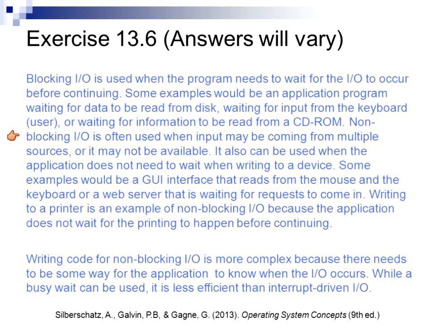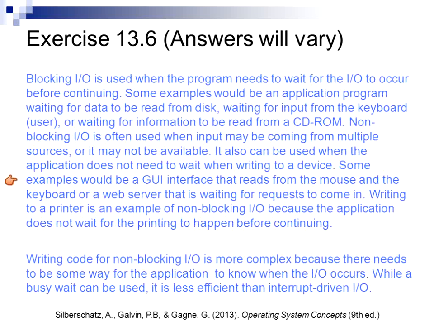Non-blocking I/O, on the other hand, is often used when the input can be coming from multiple sources, or it may not be available. In other words, things like waiting for input from a mouse or a keyboard, that might not be available, but the application, if it's not something critical to the application, could continue. So for example, reading from a keyboard could be blocking or non-blocking, just depending on the way it's set up. Non-blocking I/O can also be used when the application doesn't need to wait when writing to a device. Some examples would be a GUI interface that reads from the mouse and keyboard, a web server that's waiting for requests to come in, or writing to a printer would be an example of non-blocking I/O because the application won't necessarily wait for the printing to happen before it can continue.